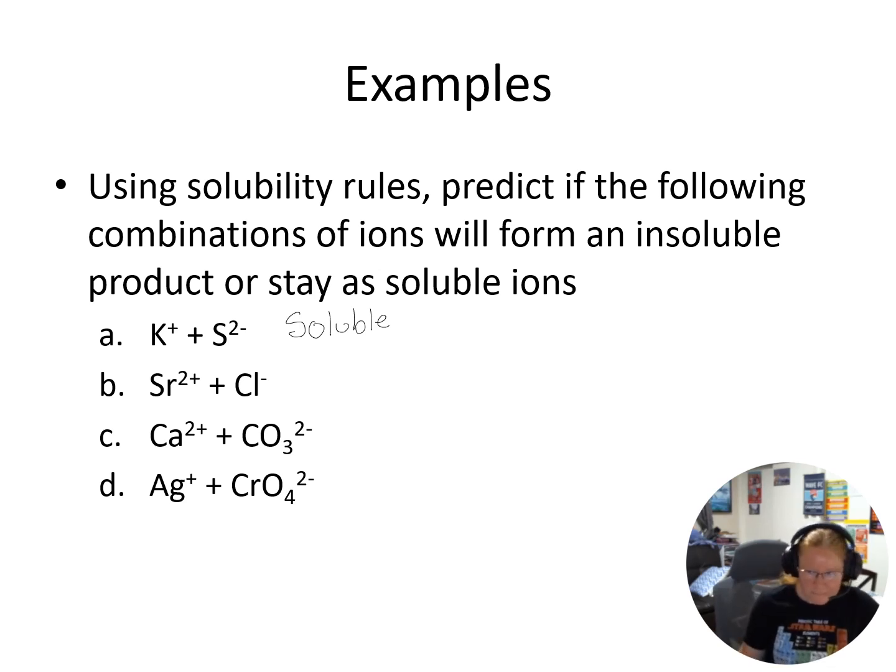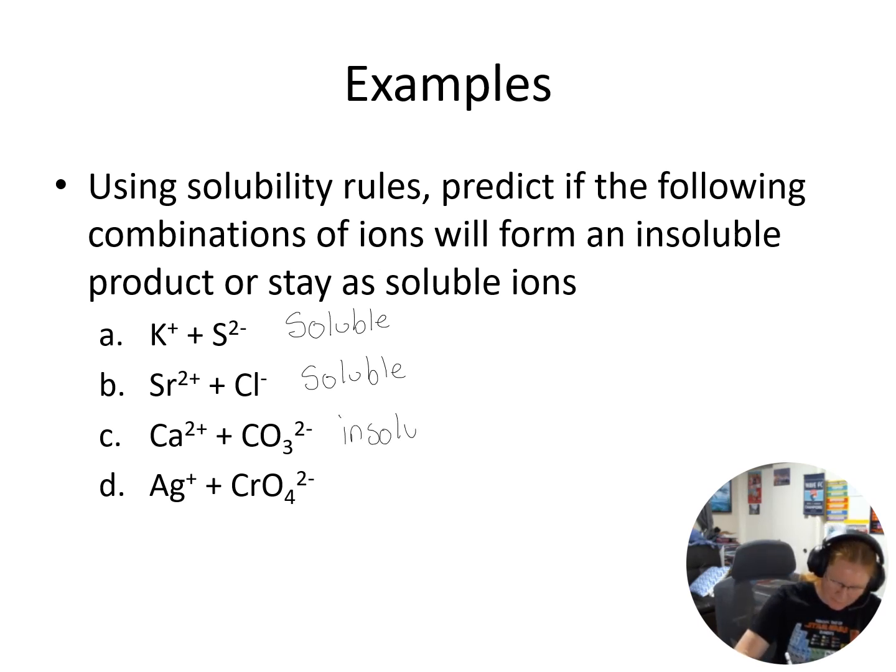All right. We have a strontium ion and a chloride ion. Well, we learned from solubility that our common chlorides are soluble. There are some exceptions, and if we look at the exceptions, strontium is not an exception. So this would be soluble. Okay. Calcium and carbonate. Our carbonates are insoluble, and in fact, if you know calcium carbonate, it's marble. So this is insoluble for calcium carbonate. All right, and then silver chromate is also insoluble.